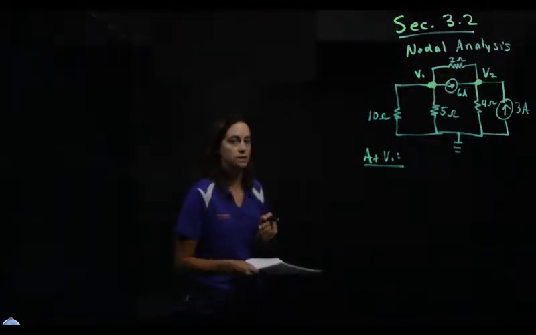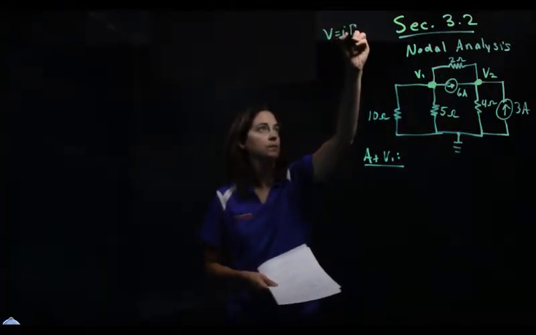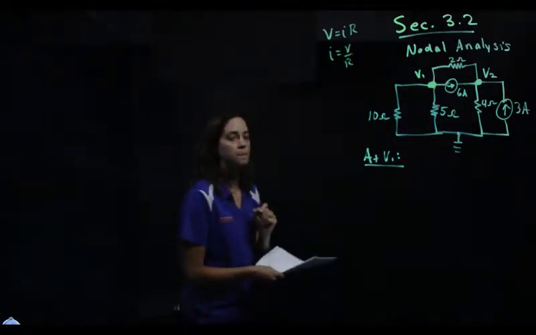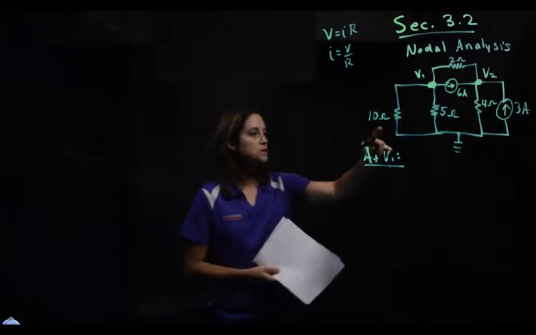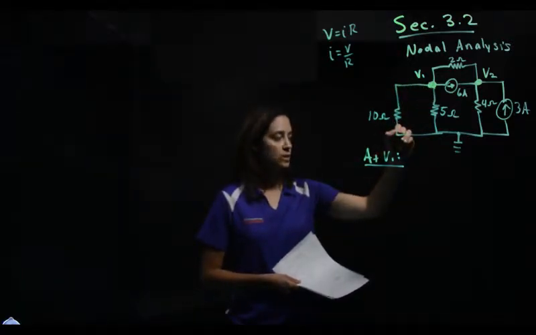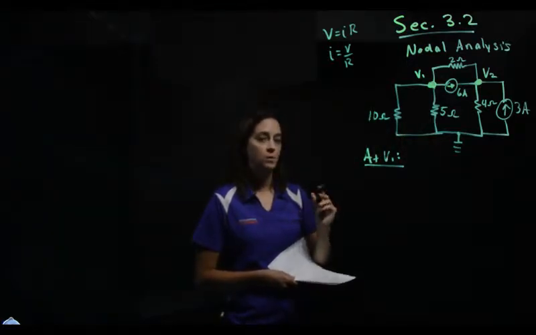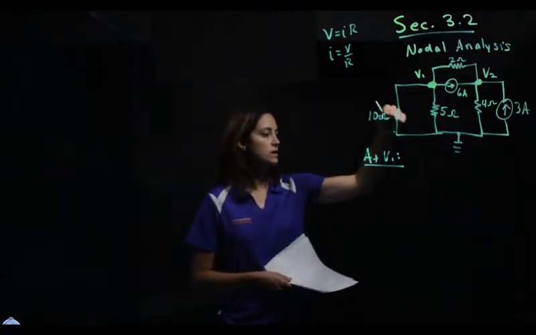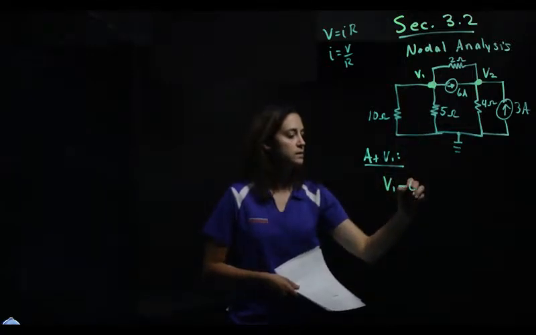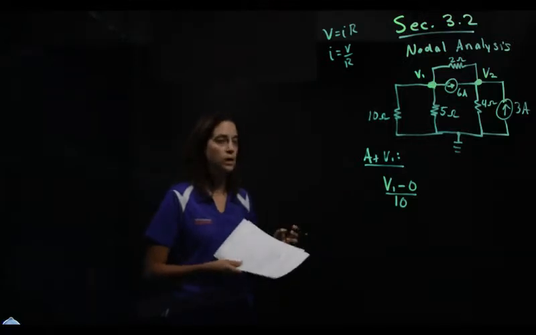And we're writing currents. So remember, V equals IR, Ohm's law, or I equals V over R. Okay? So what is my voltage across this? Well, it'll be V1 minus whatever's on this side, which is 0, divided by 10. That would be my current. So my current here is (V1 minus 0) over 10. Now clearly I don't need to write the minus 0, but I will to remind you what we're doing.